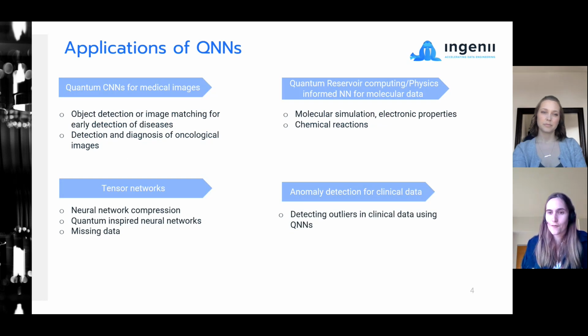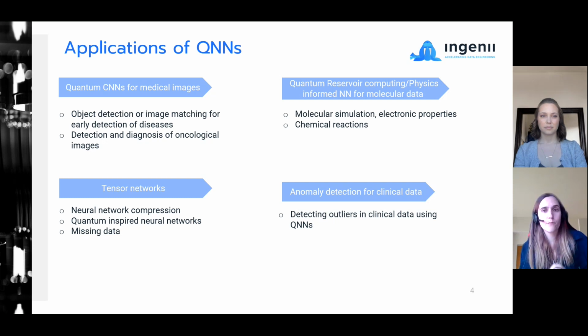Before starting the discussion of the most useful use cases that we discovered in the roundtable, I wanted to outline some of the applications that we already know. The first one would be using quantum neural networks or quantum convolutional neural networks for medical images. This means performing object detection or image matching for early detection of diseases, and this could be applied to oncology by performing early detection of cancer.